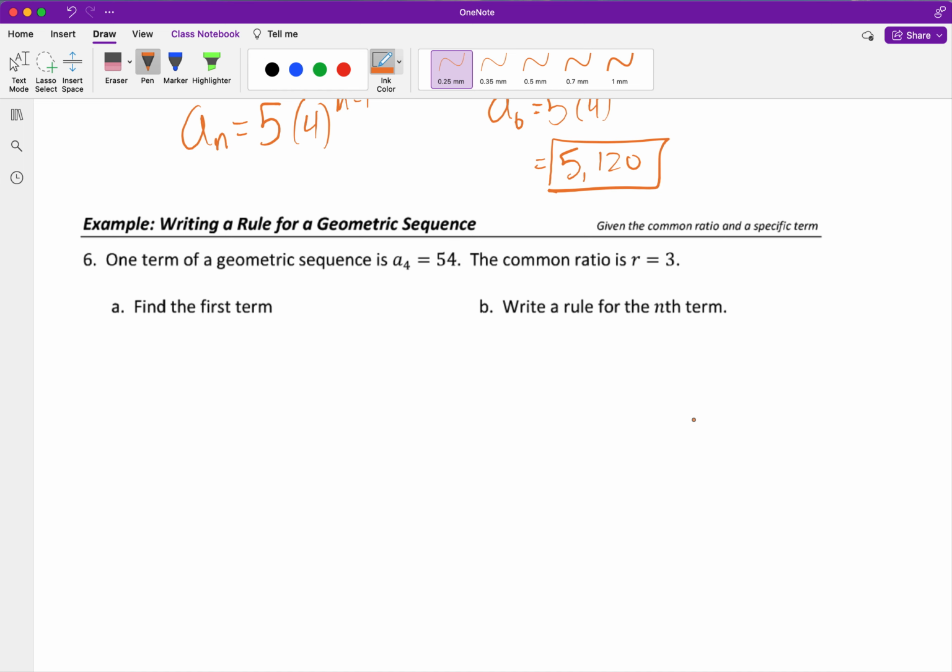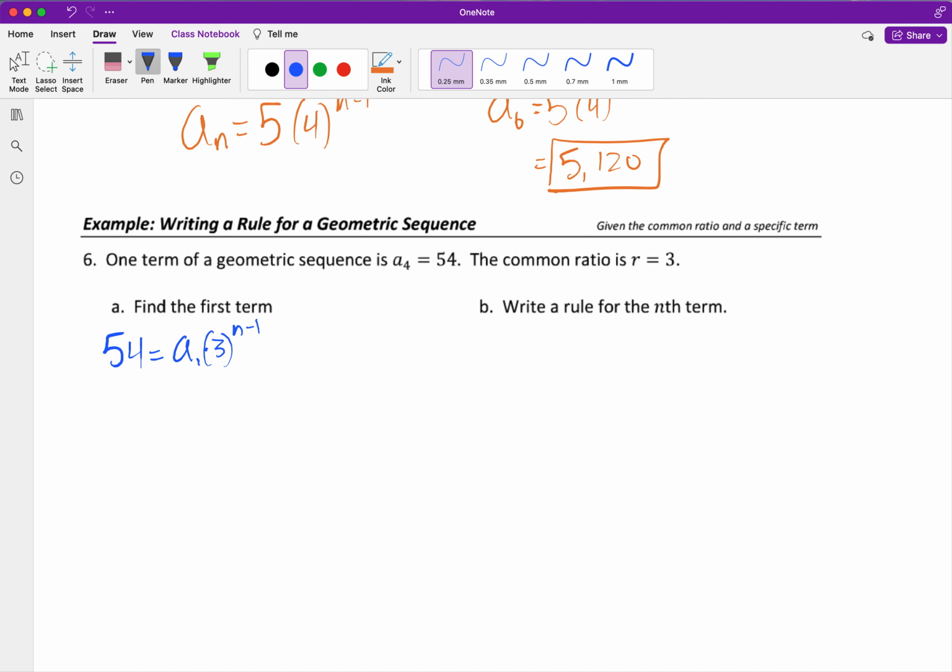You got to do math, because this is a math class. So it's basically the same idea as what we did with arithmetic, except I'm going to use the geometric formula. So I'm going to do 54 equals A1 times my R value, which is 3, to the n minus 1.